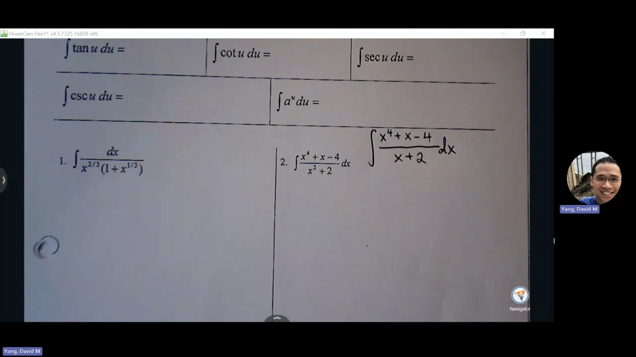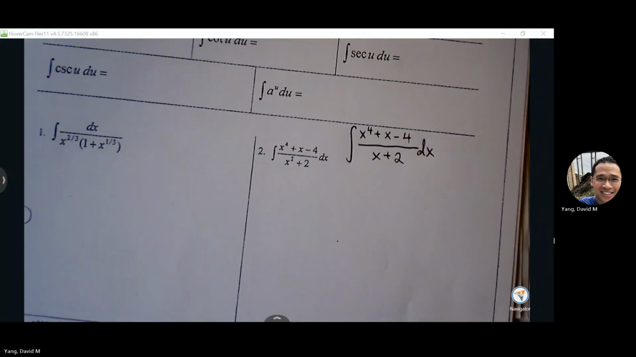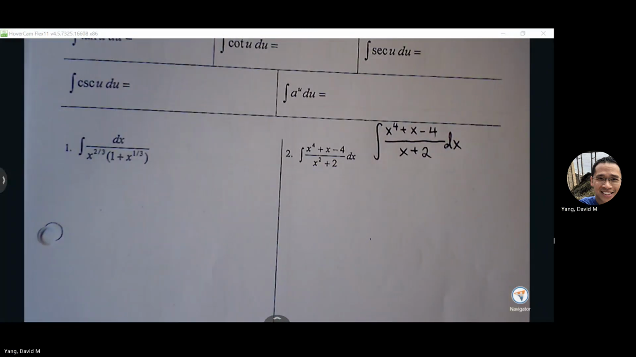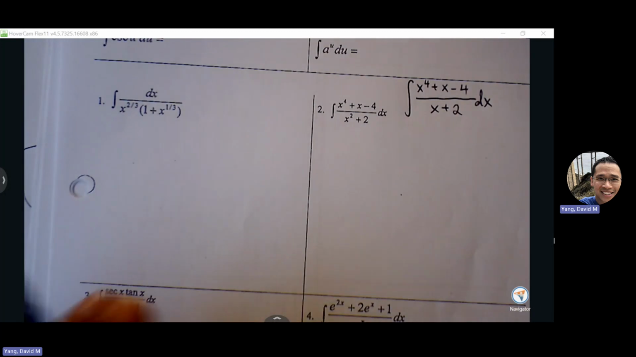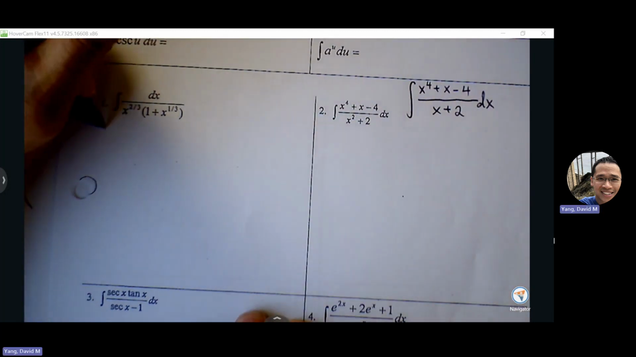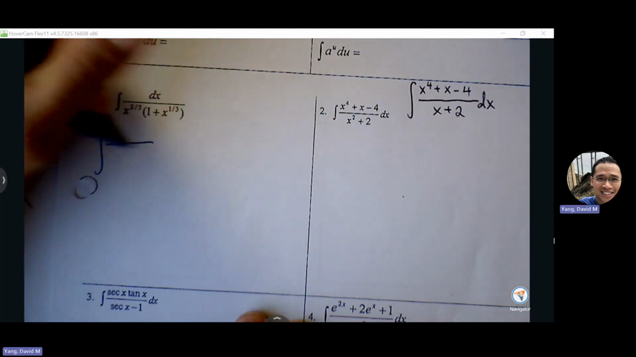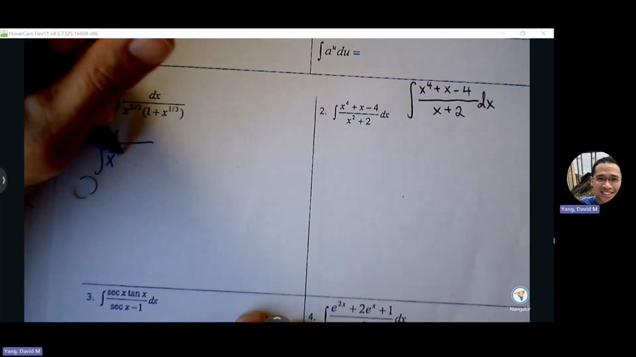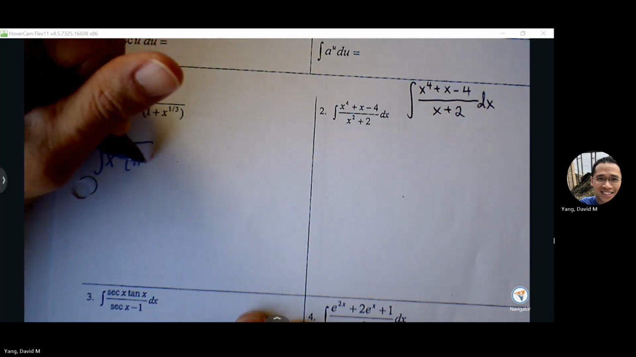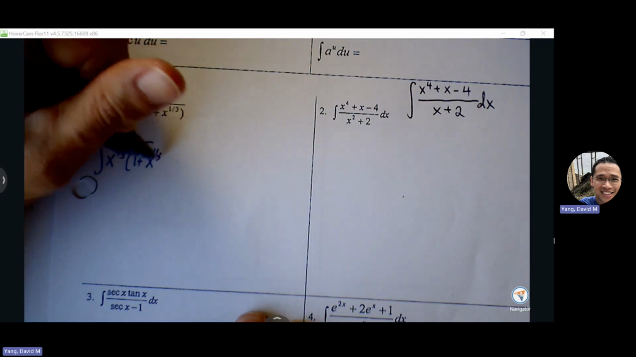Thoughts? What are you thinking when you see this problem? Picking what the u value is going to be is probably something that I struggle with the most. So I guess with this, I would probably pick 1 plus x to the 1/3.